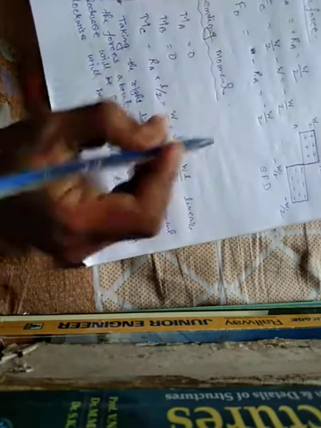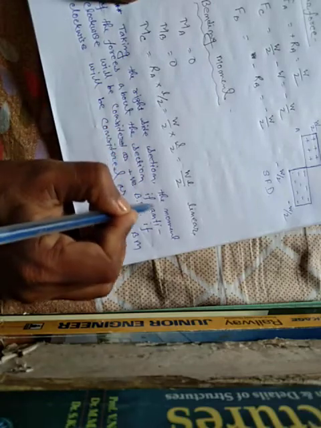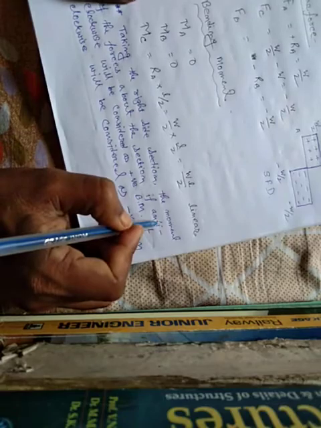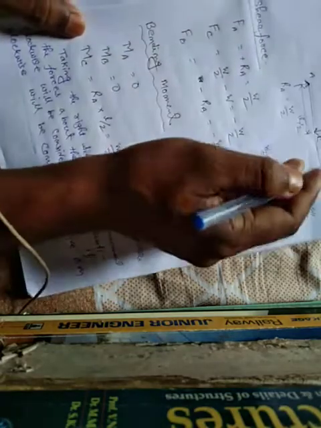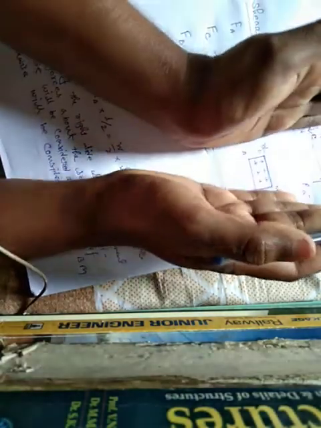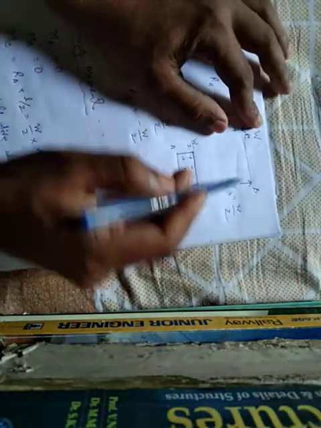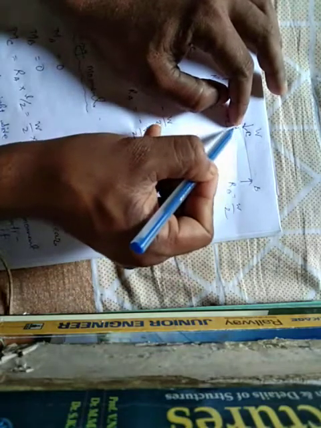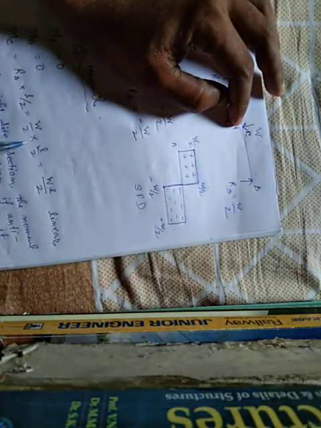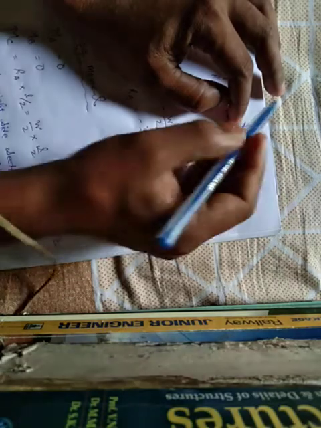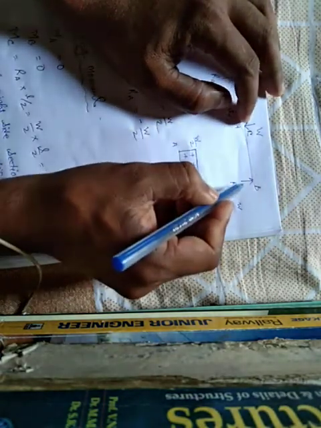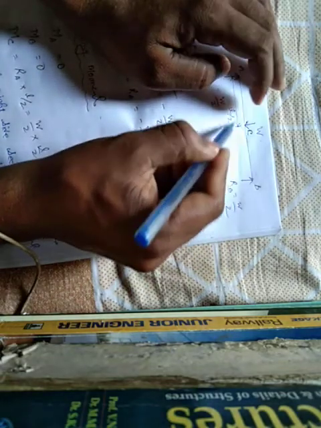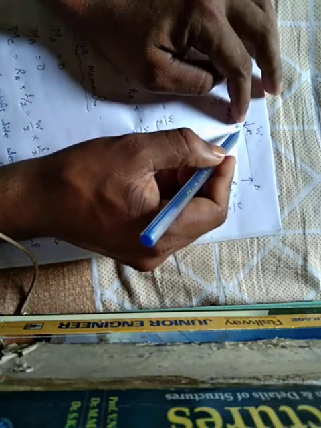Now taking the right side section, the moment of the force about the section, if anti-clockwise, this is the right side section. The moment at point C is anti-clockwise, which means positive bending moment. If clockwise, then it will be negative moment. In this case, it is anti-clockwise, that means positive bending moment.